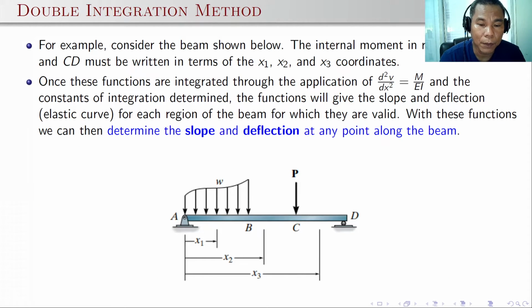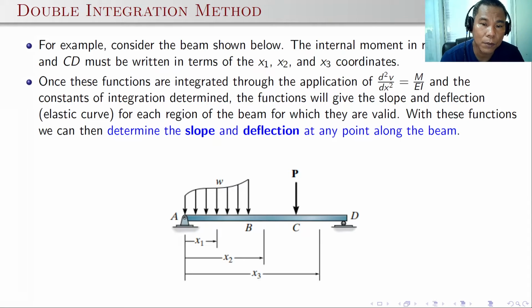First, for an example, we can consider the beam shown below. The internal moment in region AB, that is for the uniform loading, BC, where there is no loading, and CD, again with no loading, must be written in terms of three coordinates: x1, x2, and x3. For example, x1 is only valid within A to B, x2 is valid from B to C, and x3 is valid from C to D.